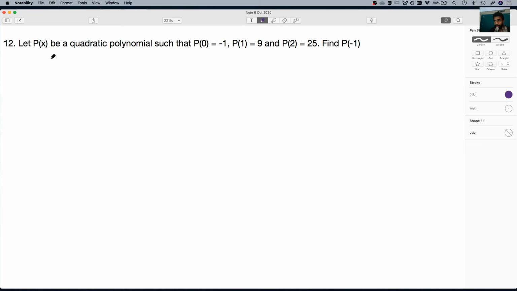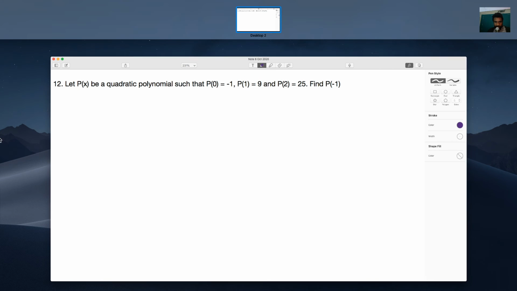Okay, so I'm looking now at number 12, where it says let p of x be blah, blah, blah, and it says find p of minus 1. Before we solve it, let me very quickly remind you of something which I think we've learned, but maybe you've forgotten.